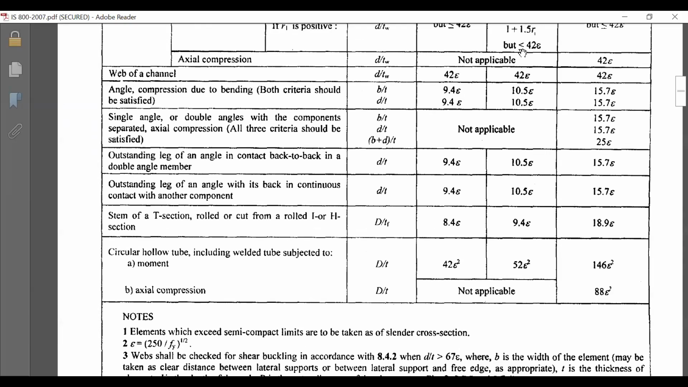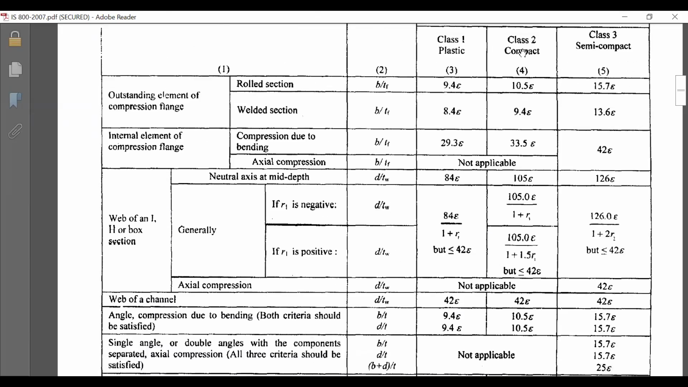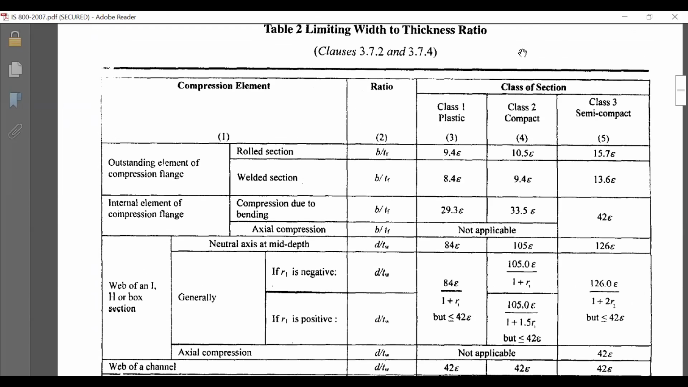So it is available in page number 18. You can open page number 18 and you will find Table 2. Now here, as I was telling, you have the class of section. I told that you have three types of sections. Class 1 represents the plastic section, class 2 represents the compact section, and class 3 represents the semi-compact section. Now you have to find out which class it belongs to.